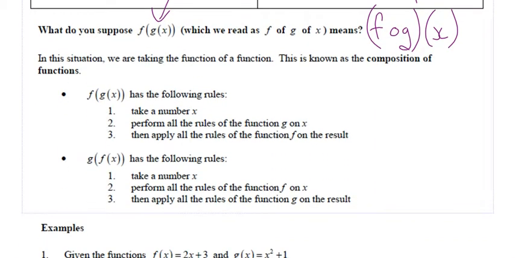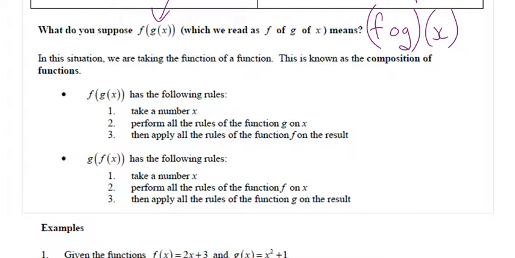So in this situation, we are taking the function of a function. You can do that multiple times. You can do f of g of h of i of j of k of x. It doesn't matter. This is known as the composition of functions. It has the following rules. Take a number x. Perform all the rules of the function g on x. Get some output from g, right? And then apply all the rules of function f on the result. So the output of g becomes the input of f.